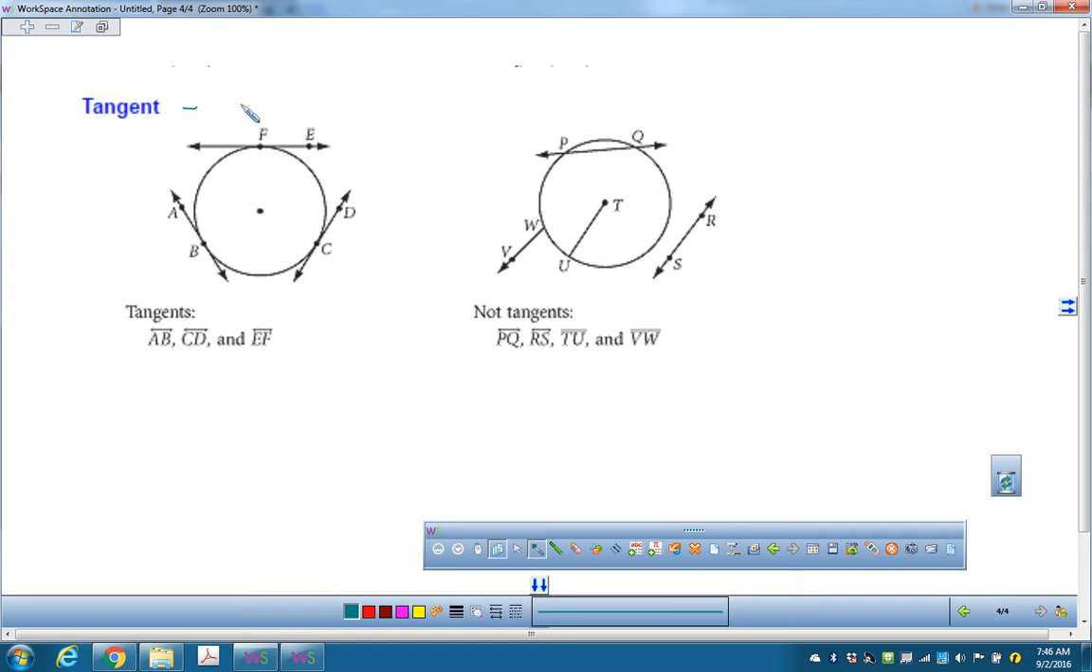A tangent is a line that touches, intersects if you want, touches a circle at exactly one point.